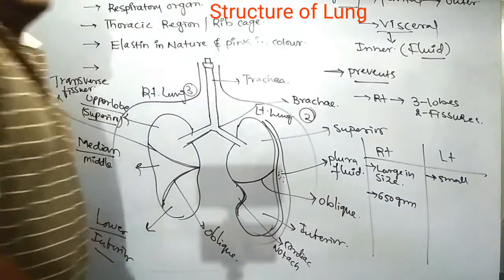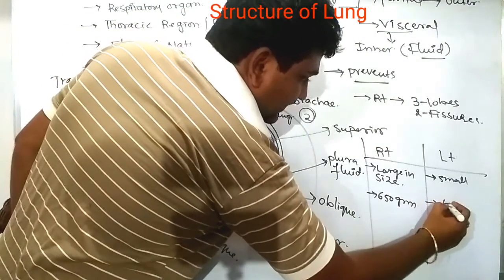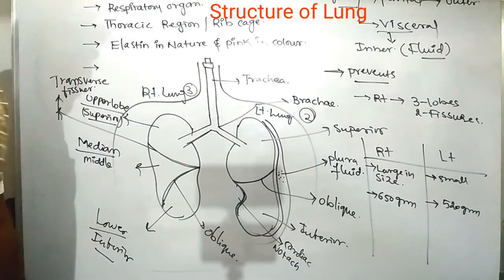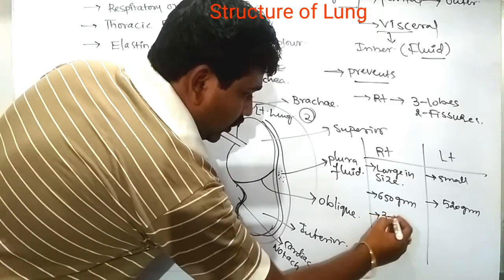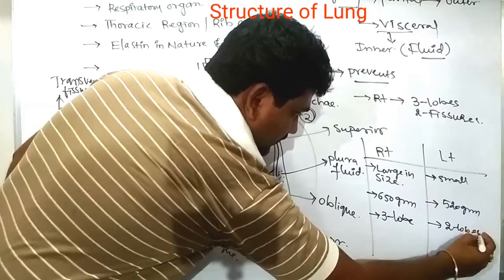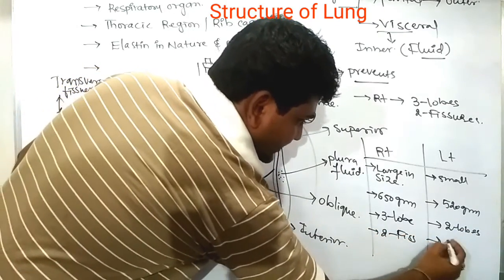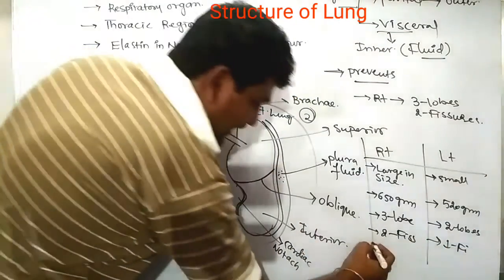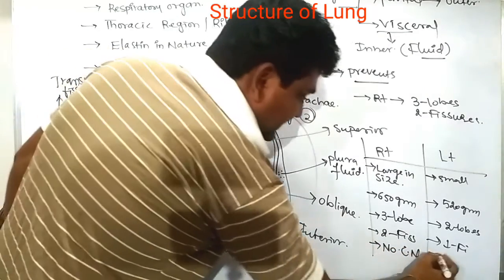The left lung weighs how much? The left lung is 520 grams. The right lung has 3 lobes, containing 2 fissures. The left lung has 2 lobes and 1 fissure. In the right lung there is an absence of the cardiac notch, while in the left lung there is a presence of the cardiac notch.